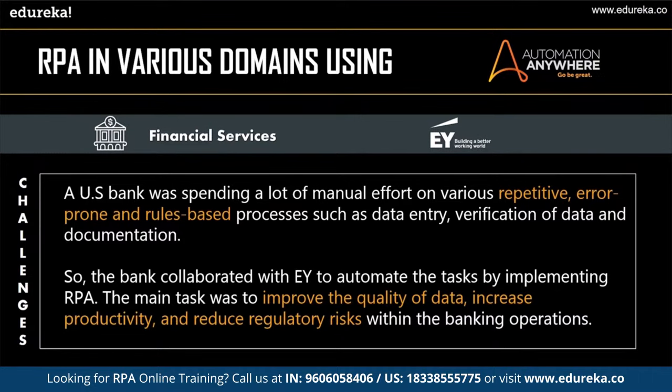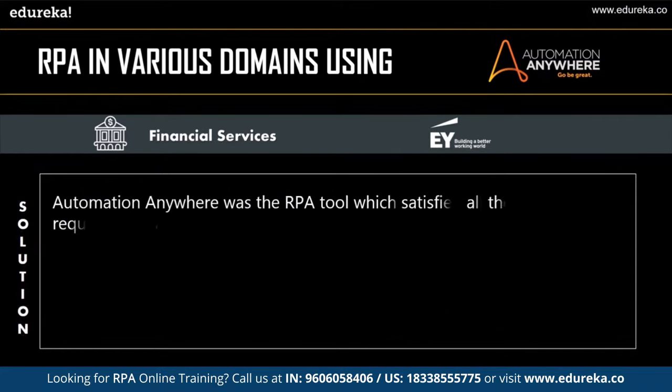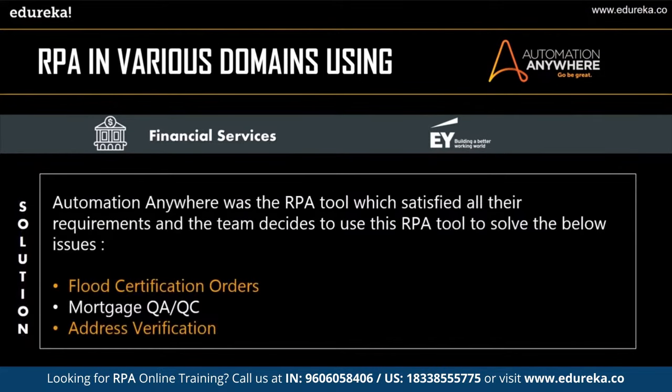So based on these factors, EY started researching the top RPA vendors and then zeroed in on Automation Anywhere. For them, Automation Anywhere was the RPA tool which satisfied all the requirements, and then the team decided to use this RPA tool to solve the issues of the flood certification orders, mortgage QA, QC, and address verification. So let's discuss one by one how these problems were solved.